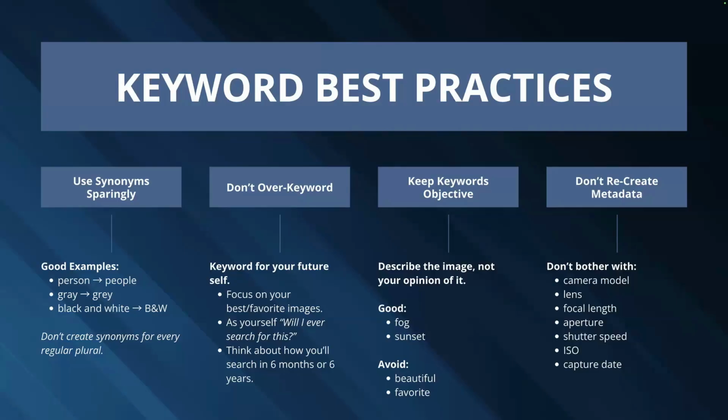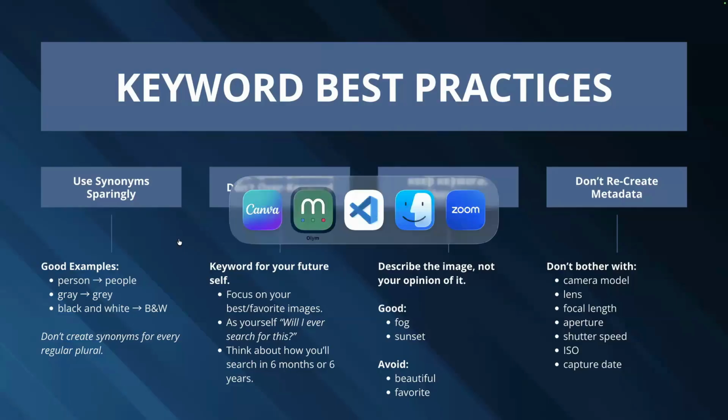And then don't recreate metadata. If that information already exists in your file in another place, for instance, your camera model, the date that it was taken, or if you already have GPS information in there, you might not want to add the place as a keyword. Those are all things just for best practices across the board, whether you're using Mylio or something else, some of the things that you can put into practice to make that better for yourself.